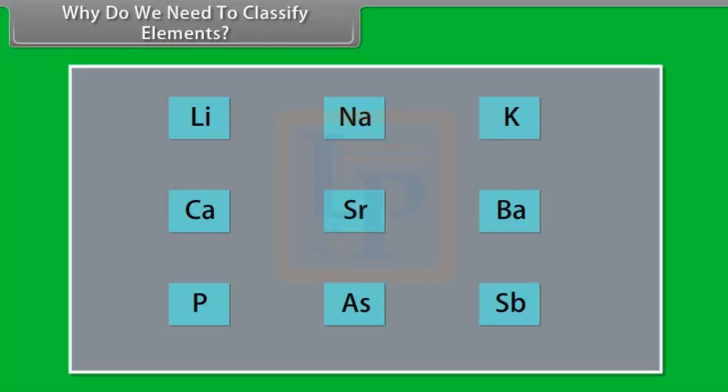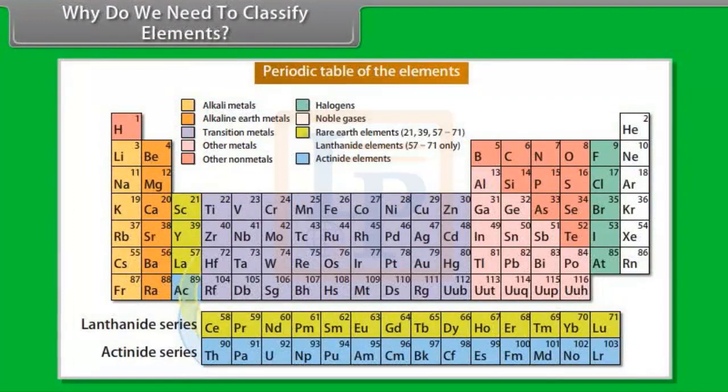The classification of elements led to the formation of periodic table. Thus, periodic table may be defined as the table giving the arrangement of all the known elements according to their properties, so that similar elements fall within the same vertical column and dissimilar elements are separated.